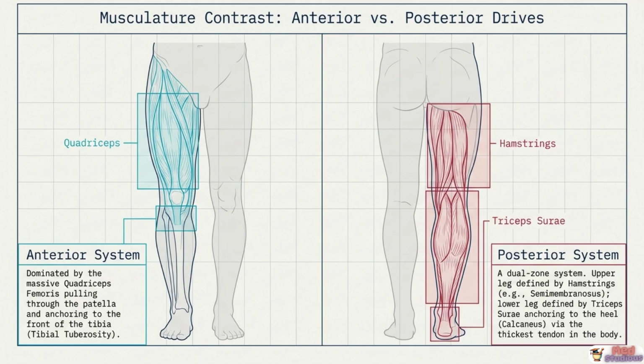Anterior tears, quadriceps strains, and patellar injuries are extension mechanism failures. Posterior hamstring tears and Achilles ruptures are flexion propulsion mechanism failures. Two systems, opposite functions, complete lower limb locomotion.